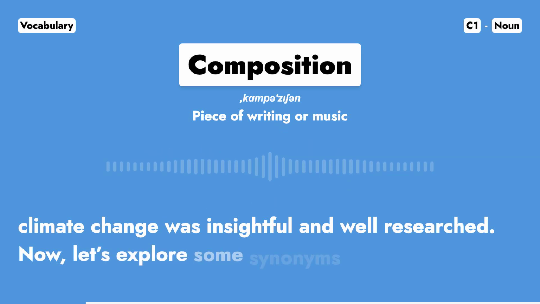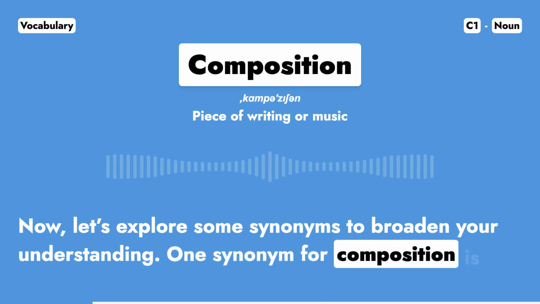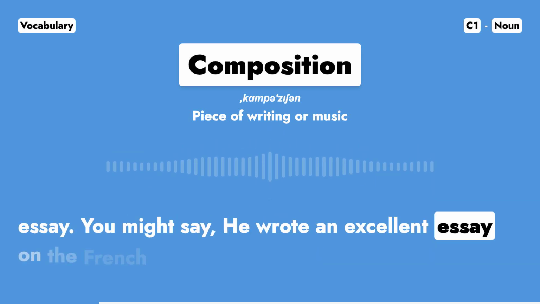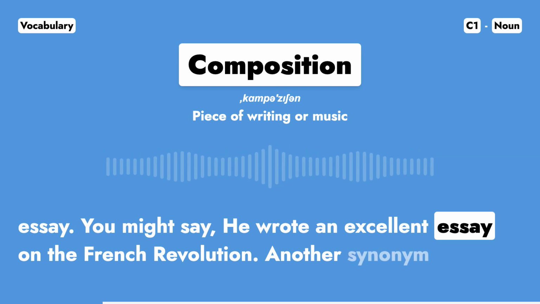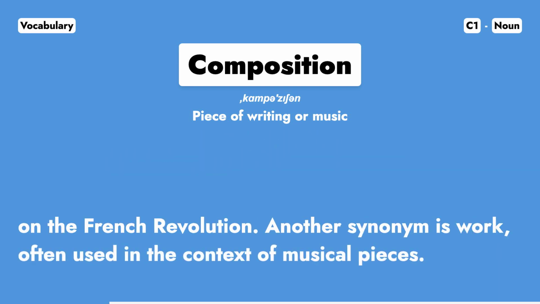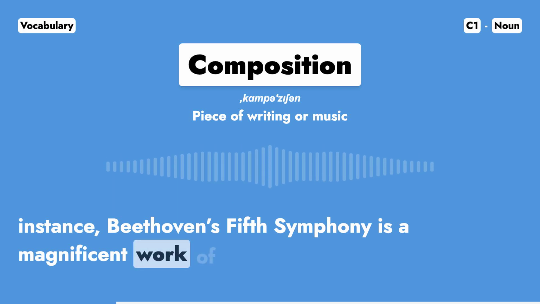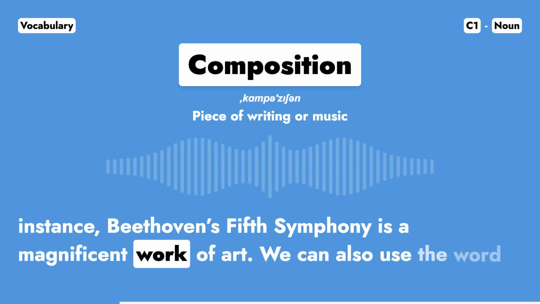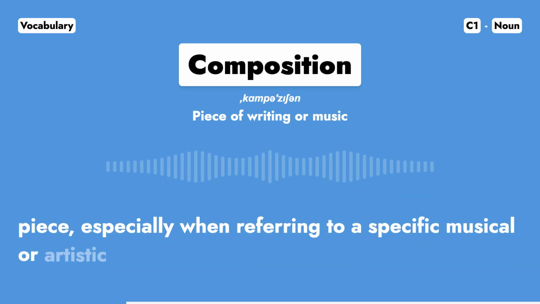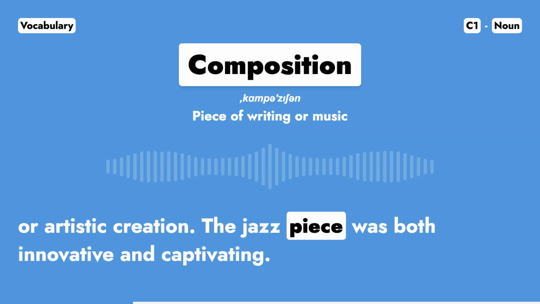Now, let's explore some synonyms to broaden your understanding. One synonym for composition is essay. You might say, he wrote an excellent essay on the French Revolution. Another synonym is work, often used in the context of musical pieces. For instance, Beethoven's Fifth Symphony is a magnificent work of art. We can also use the word piece, especially when referring to a specific musical or artistic creation. The jazz piece was both innovative and captivating.